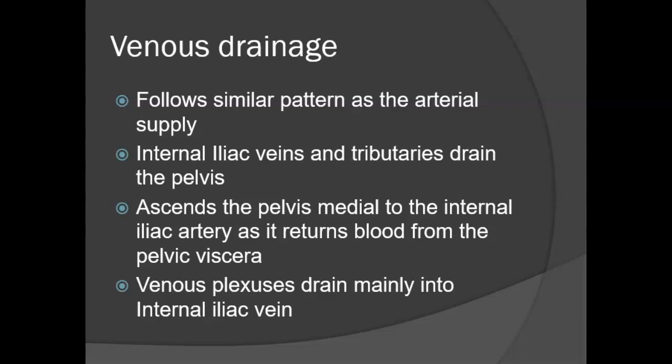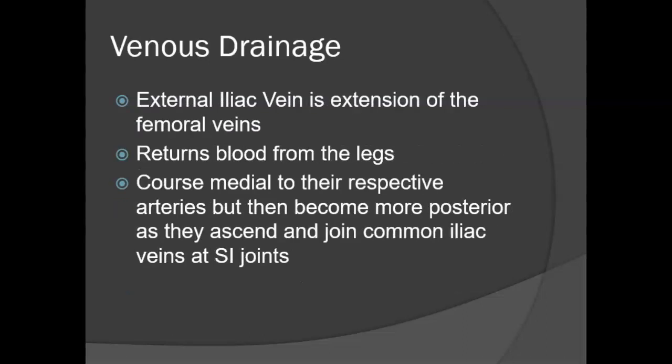So jumping over to the venous drainage, it follows a similar pattern as the arteries. The internal iliac veins and tributaries drain the pelvis. It ascends the pelvis medial to the internal iliac artery as it returns blood from the pelvic viscera. Venous plexus drains mainly into the internal iliac vein. The external iliac vein is an extension of the femoral veins. It returns blood from the legs, and it courses medial to their respective arteries. And then they become more posterior as they ascend and join the common iliac veins at that SI joint.